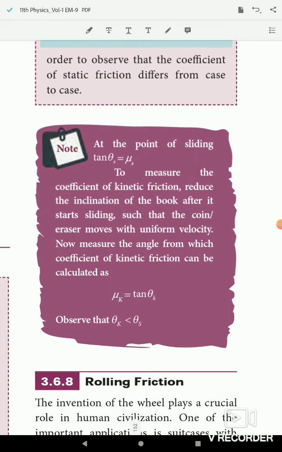At the point of sliding, tan theta is equal to mu s. To measure the coefficient of kinetic friction, reduce the inclination of the book after it starts sliding, such that the coin or eraser moves with uniform velocity. Now measure the angle, from which the coefficient of friction can be calculated as mu k equals tan theta k. Here theta k is less than theta s.